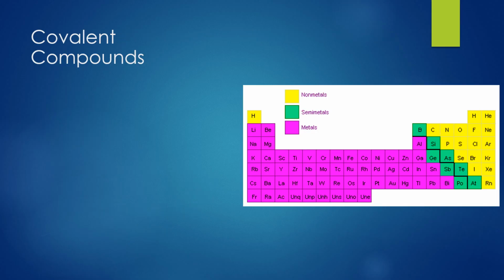Next, let's look at covalent compounds. So what exactly is a covalent compound? Covalent compounds are when 2 or more nonmetals combine. So that means we're focusing on the yellow sections of the periodic table in this particular periodic table. And the thing about covalent compounds is they share electrons.